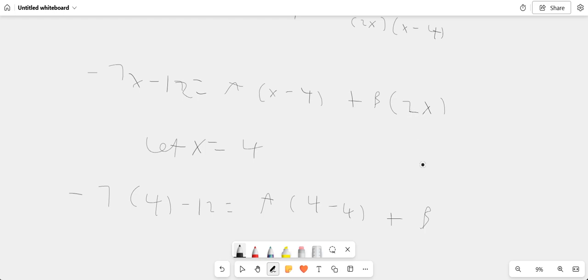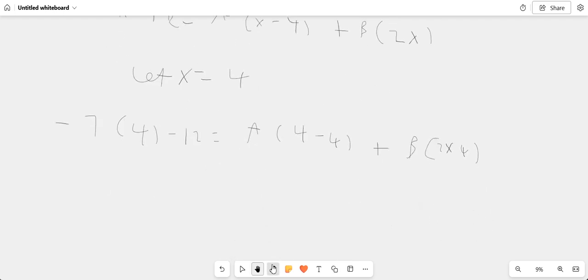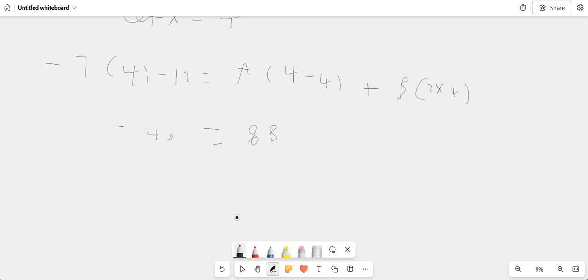Then 2 times 4, obviously. On the left hand side, you've got minus 40. The a term goes to 0 when you put that in the calculator. You've got b, 2 times 4 is 8, so 8b. And then divide by 8 on both sides, and we're going to get left with b is equal to minus 5.